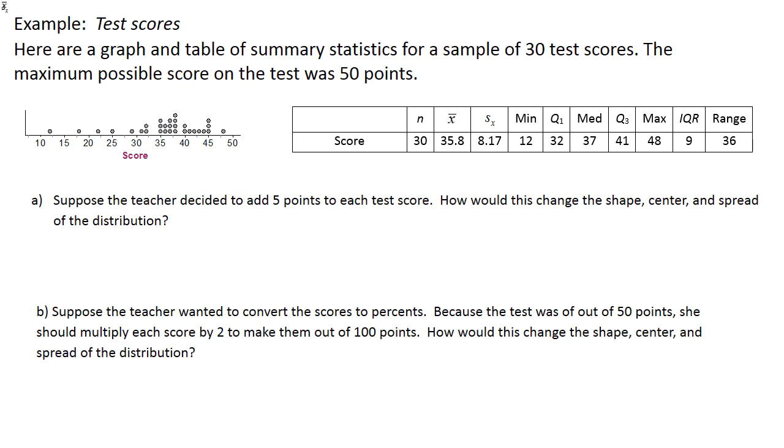So let's just look at one final example here. These are summary statistics for a sample of 30 test scores, and as you can see, they're kind of skewed to the left here. The maximum possible points was 50, and here are summary statistics for the test scores. So what if the teacher wanted to add 5 points to each test score? How would this change the shape, the center, and the spread? So let's start with shape. Shape would remain unchanged. Would still be skewed left.